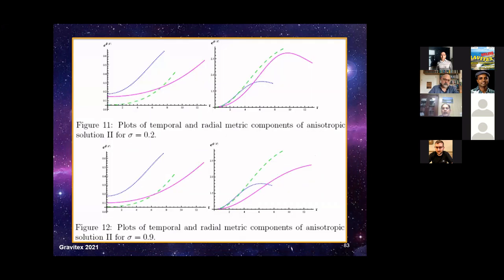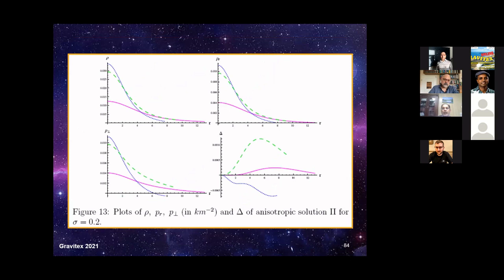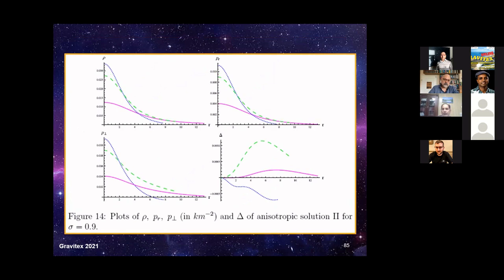And again, we can draw the graphs for the second solution, and we see that the metric coefficients, the metric potentials, are positive as well as increasing for both values of sigma, 0.2 and 0.9. Again, here we see that the density and pressure are positive and provide decreasing behavior. Similarly, we can see that the anisotropic parameter is 0 at the center. So these all provide the required behavior of the matter variables.